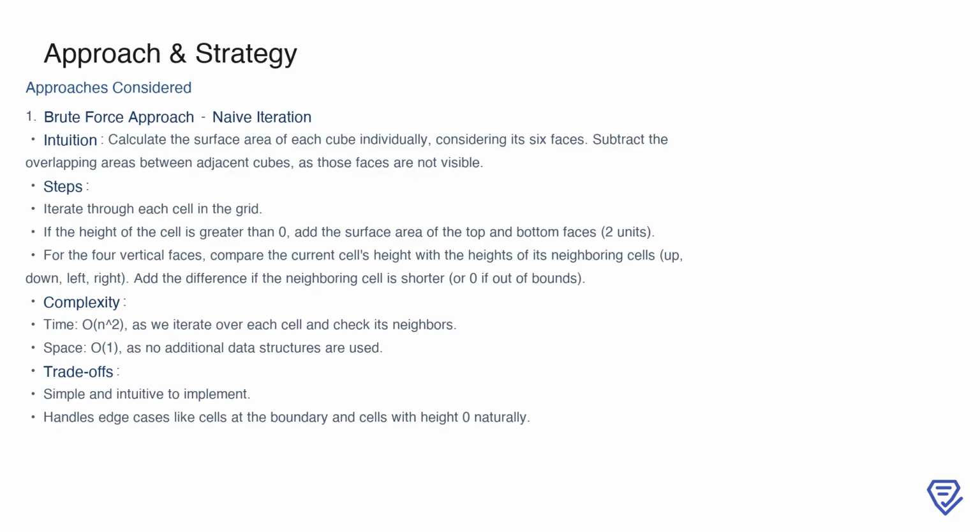The implementation is straightforward, requiring a nested loop to iterate through the grid and simple conditional checks for each neighbor. While the time complexity is O(n) squared, due to the grid traversal, the space complexity is O(1), since no extra memory is needed. The simplicity of this approach makes it effective for handling boundary cubes and zero-height cells naturally, though it can involve some redundant calculations for larger grids.